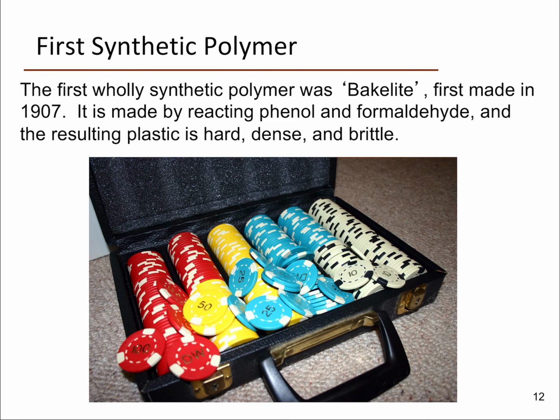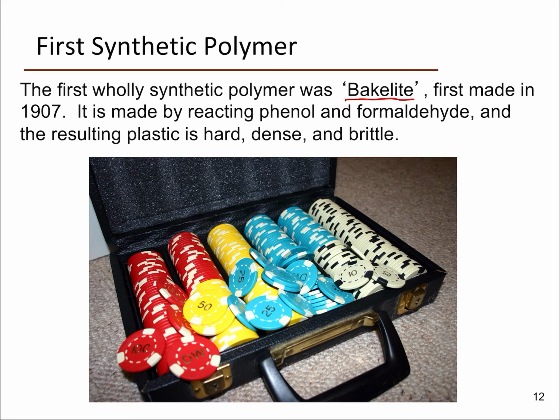The first completely synthetic polymer, because nitrocellulose was a modification of a natural polymer, was a polymer called Bakelite. And Bakelite was first made in 1907.